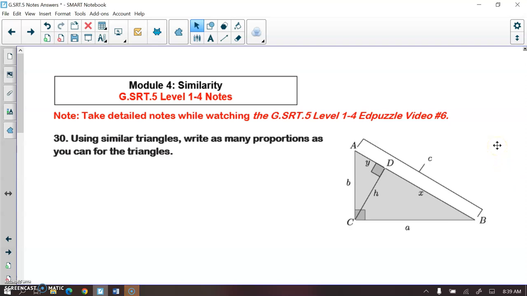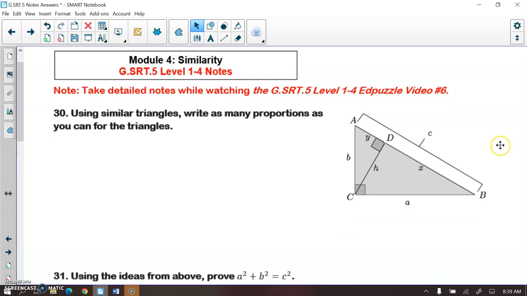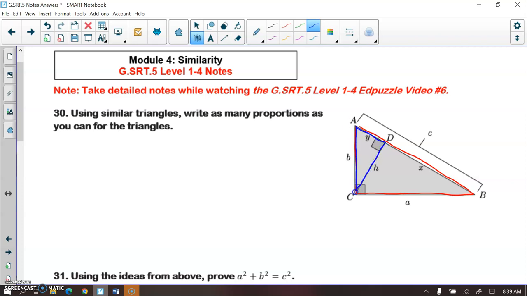All right, it says using similar triangles, we're going to write as many proportions as we can for these triangles. So if I look at this large triangle and this small triangle here, both of them have a right angle, and they also share this angle in common. So that by AA, they're similar triangles.